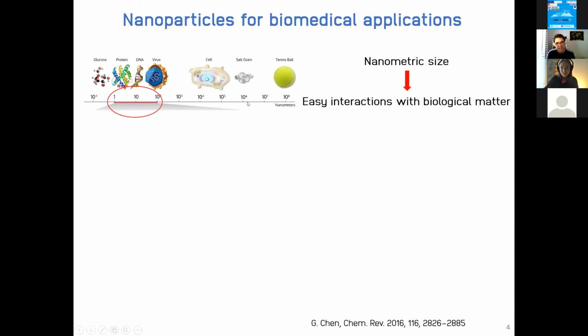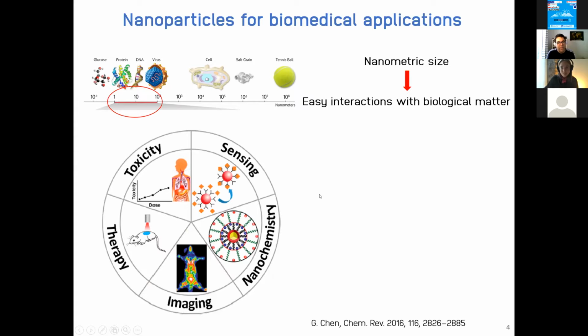So the application in biomedicine has, let's say, 5 different topics that are of a lot of interest for researchers. Which, for example, are the toxicity of these particles inside the body, how we can sense several analytes or metabolites inside the body with the nanoparticles, the nanochemistry and how we are able to fabricate our nanoparticles for biomedical applications, their use for treatment to cure several diseases, and also imaging, and how the particles could be imaged inside the body to detect diseases.